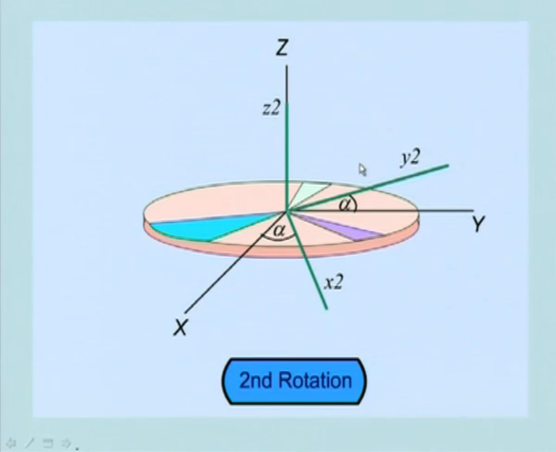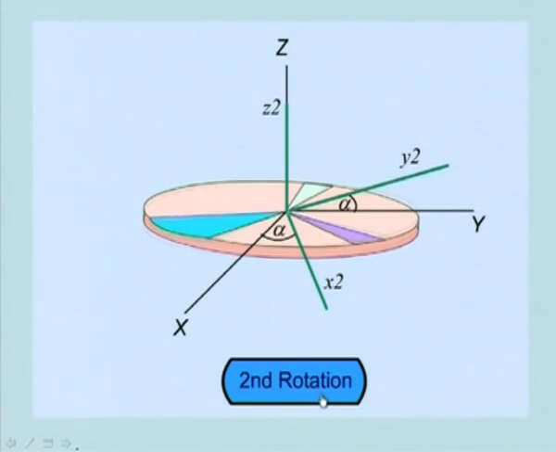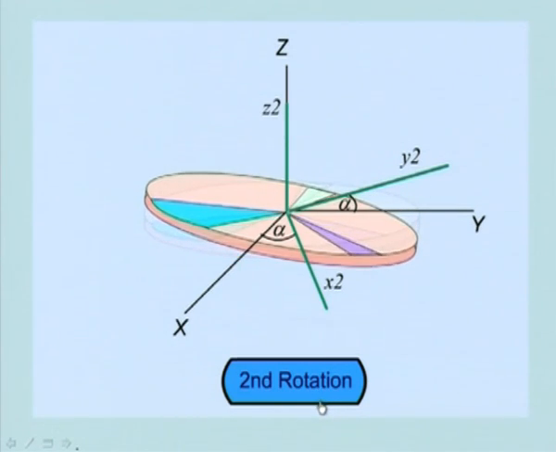We give the second rotation now. In the second stage, the intermediate axis x2, y2, z2 is rotated about y2 to produce the intermediate set x3, y3, z3. So now it is rotated about this y2. So this is how it will rotate. Now let us see the second rotation.